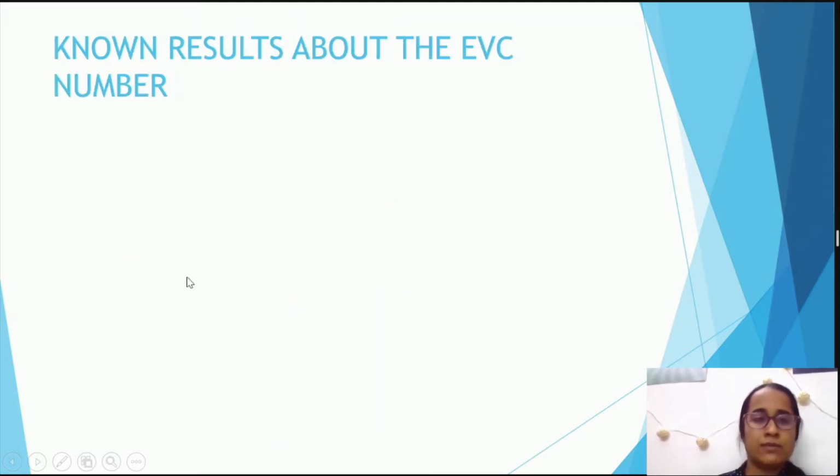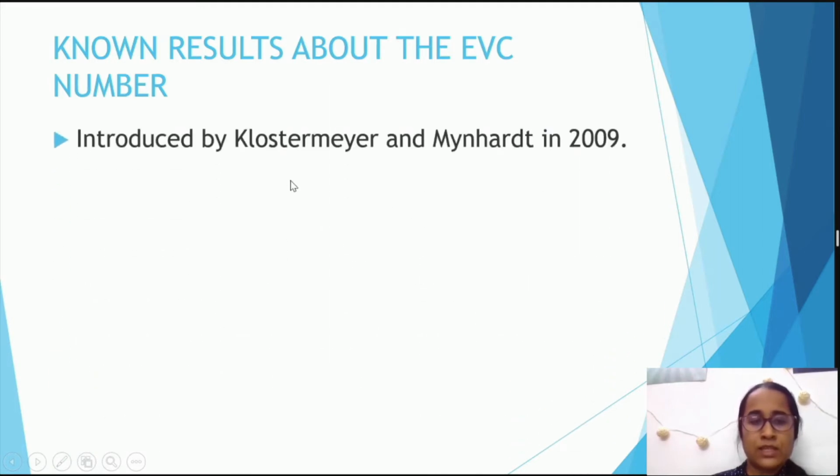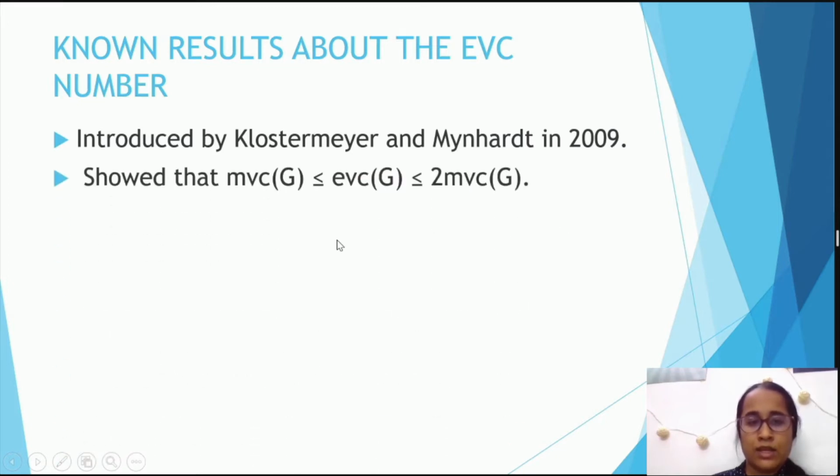Now we will state some known results about the EVC number. This problem was introduced by Klostermeyer and Mynhardt in 2009. Here they had shown that the eternal vertex cover number is between MVC of G and 2 to the power MVC of G, and I had just stated the proof of the lower bound.